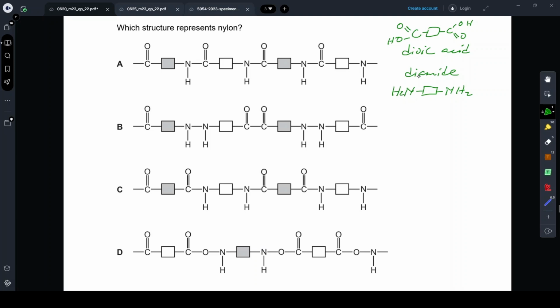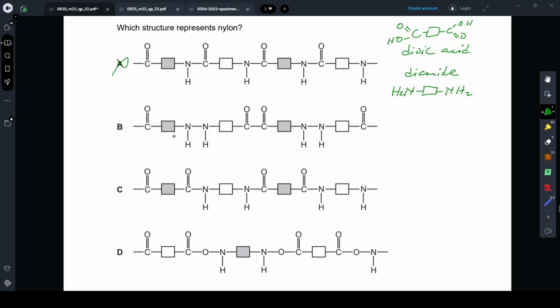So when you put these two together, what you can see over here, the problem with A is it's a single molecule that has the carboxylic acid and the amine, right? And so this is basically a peptide. So this is a protein, right? It's not nylon.